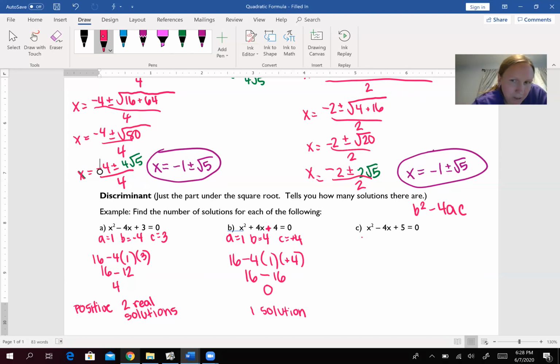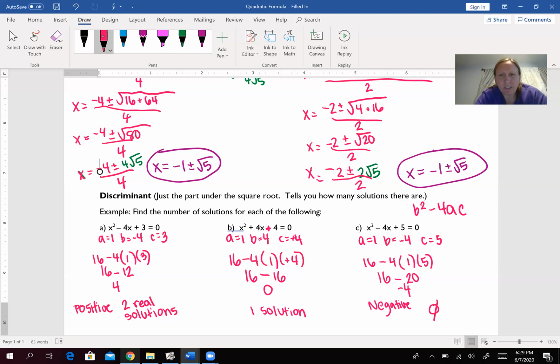And lastly, we have a equal to 1, b equal to negative 4, and c equal to 5. So b squared would be 16 minus 4 times 1 times 5. We get 16 minus 20, which is negative 4. If you get a negative number, keep in mind this number is on the inside of the square root. When you get a negative number as your discriminant, that means there are no real solutions, because you can't take the square root of a negative.